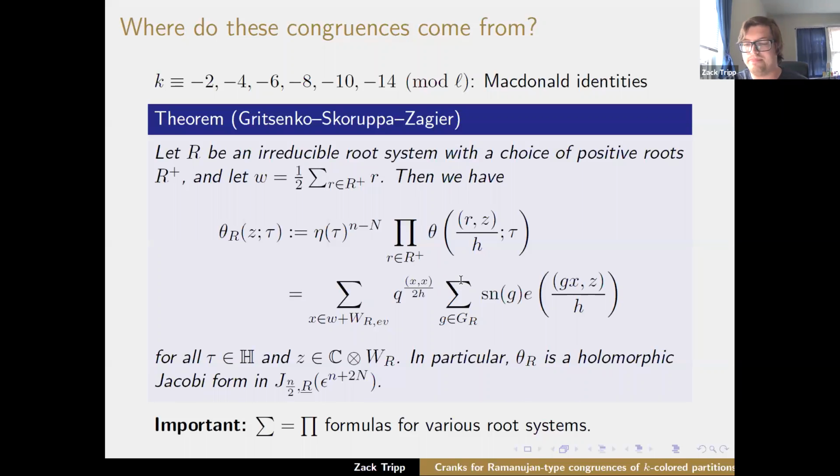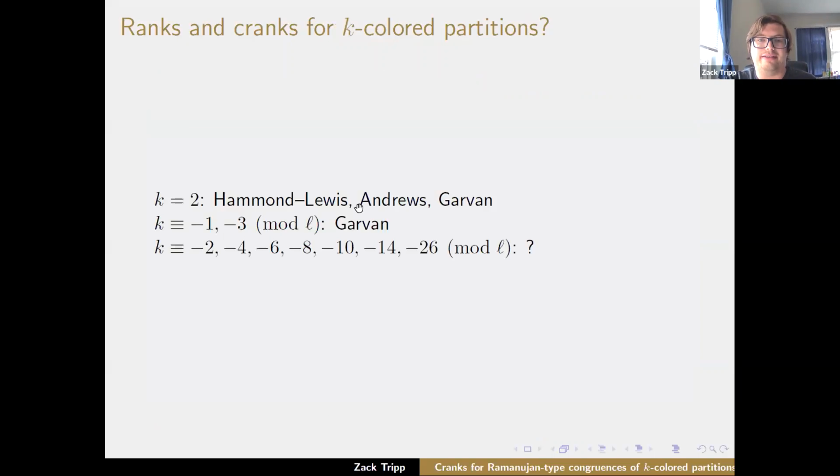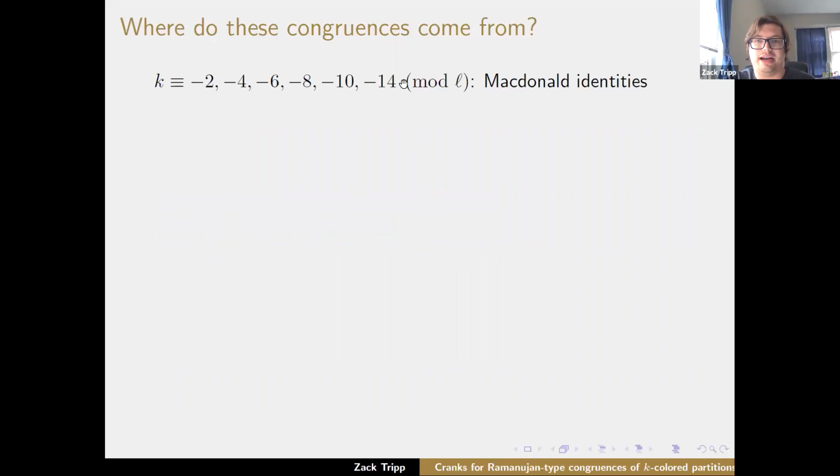One thing I'll quickly draw your eye to before I go on: on this last slide, I had -26. There's a congruence there, but we're not going to talk about a McDonald identity there because, as Ian mentioned, that's still an open conjecture. So while we think our crank could explain those, unfortunately we don't know what the identity is to use, or it hasn't been proven.